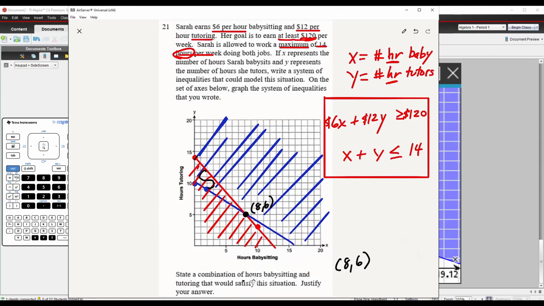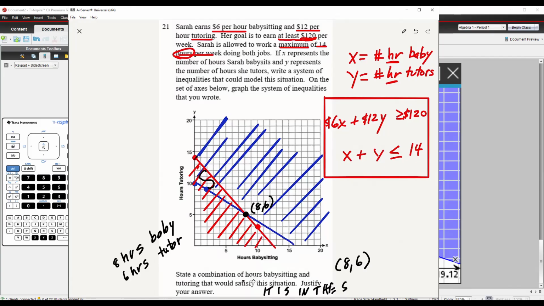So 8 hours babysitting and 6 hours tutoring would get me enough money. And the way that I know that is because it falls in the solution set. It is in the solution set.